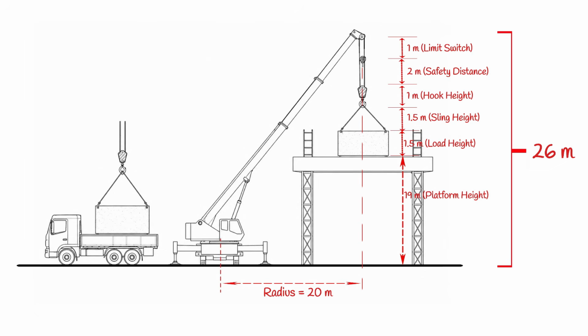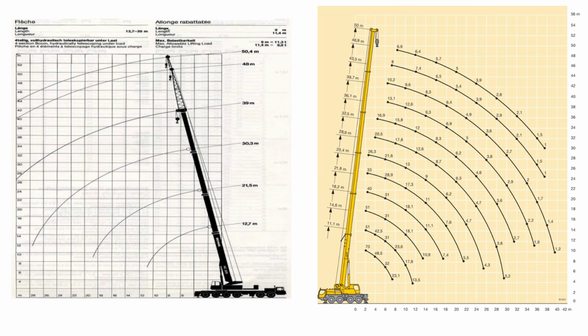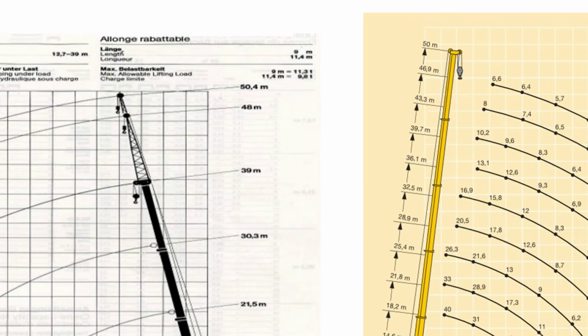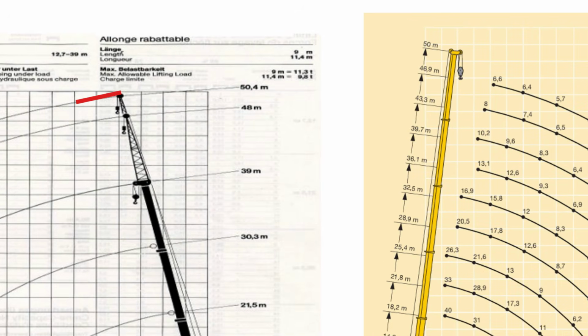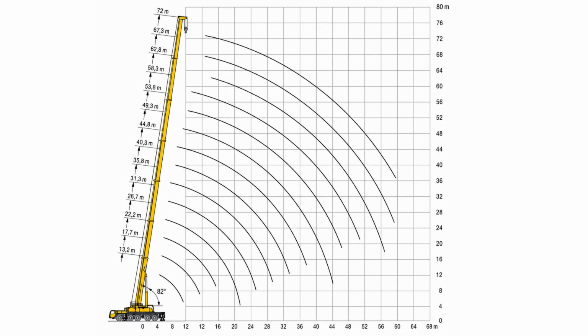Before proceeding, take note that range diagrams may be presented differently. In some crane manuals, the boom curves start from the boom tip. In others, the boom curves start from the maximum hook height. For this lesson, we will use the range diagram where the curves start from the maximum hook height.